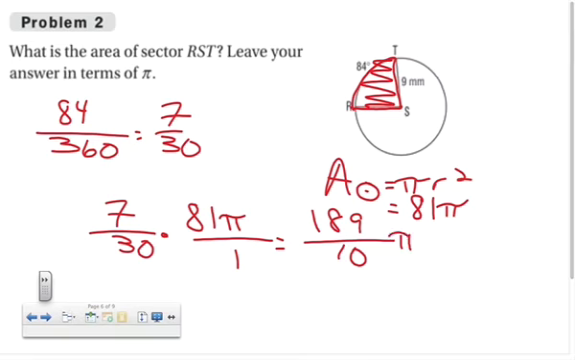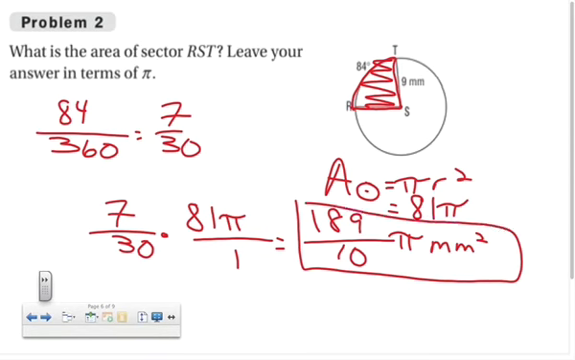Absolutely. Which gives us 189 over 10 pi square millimeters. Divided by 3. In your scientific calculator, I reduced the 7 thirtieths back here, remember. You've got the 7 over 30. Okay, take 7 thirtieths in your calculator and multiply it by 81.